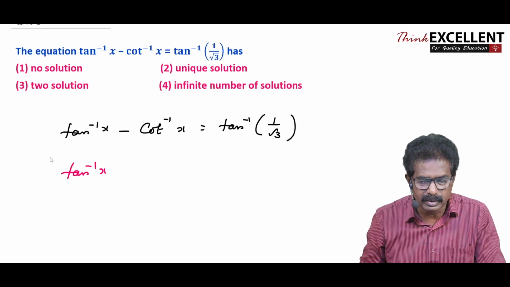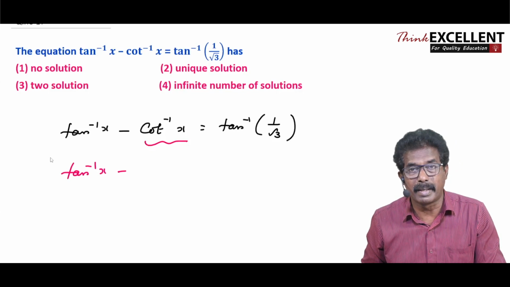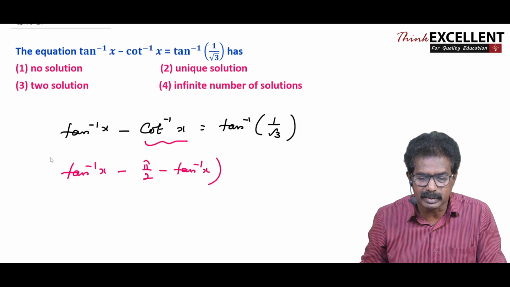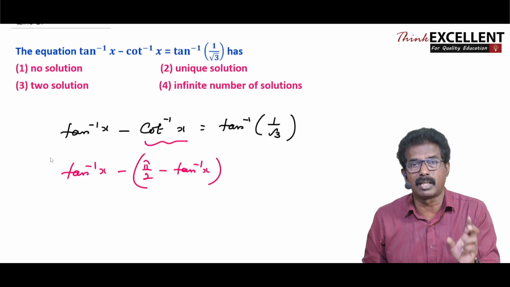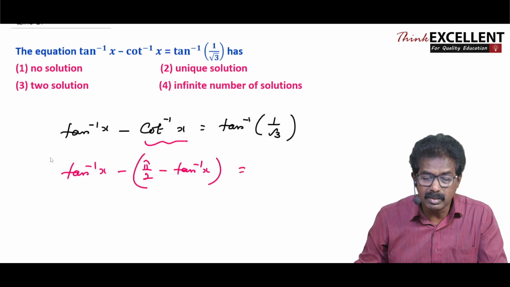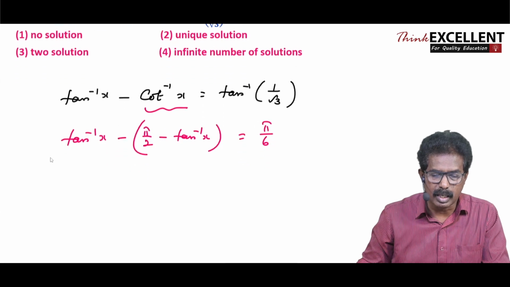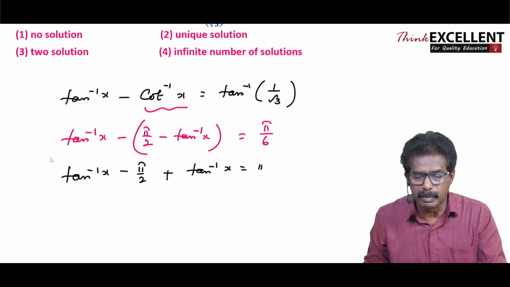So tan inverse x minus cot inverse x can be written by one method as tan inverse 1 by x. Another method is 90 minus, right? Any method you can try. 90 minus tan inverse x, because tan inverse x plus cot inverse x is pi by 2. So cot inverse x can be written as pi by 2 minus tan inverse x. Tan inverse 1 by root 3: which angle has tan 1 by root 3? 30 degree, that is pi by 6. So now expand it. Tan inverse x minus pi by 2, minus into minus is plus tan inverse x equal to pi by 6.